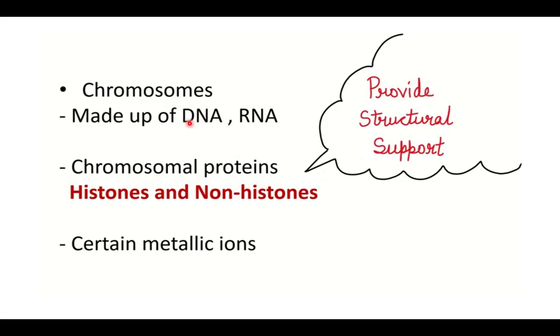And these chromosomes are made up of DNA and RNA, okay, deoxyribonucleic acid and ribonucleic acid. Chromosomal proteins are also present, that is histones and non-histones, which are responsible for providing structural support for the chromosome. And also some metallic ions are present in the chromosome.